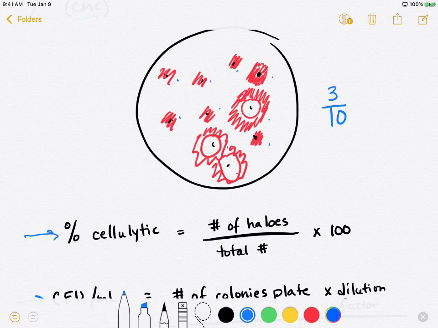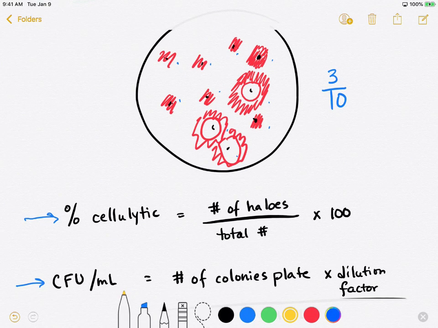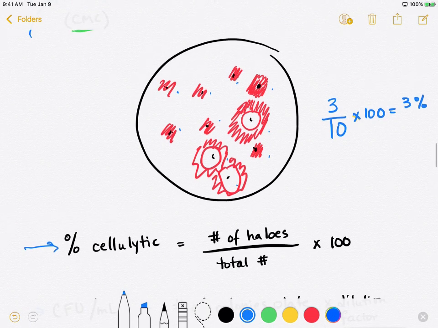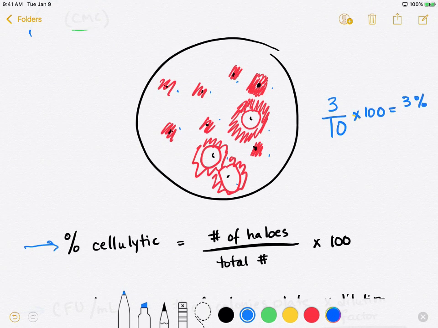So to figure out the percent of cellulolytic activity, we would say that there are 3 halos out of a total number of 10, times 100. This would mean that we have 30% cellulolytic bacteria on this particular plate. Note that this example is making a very big mistake.